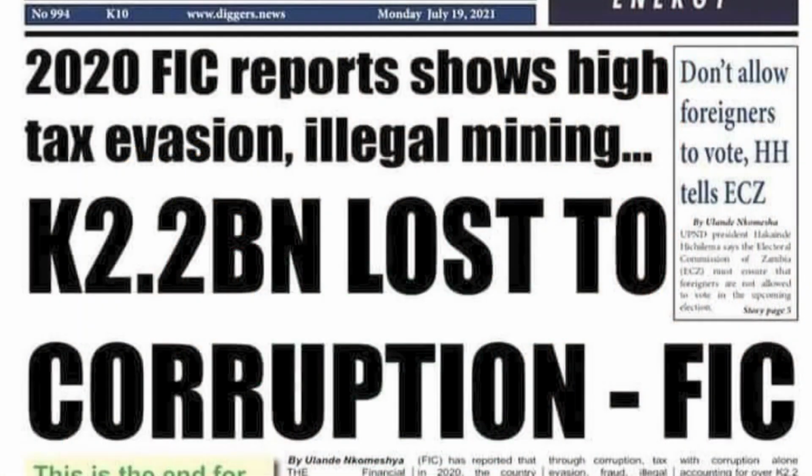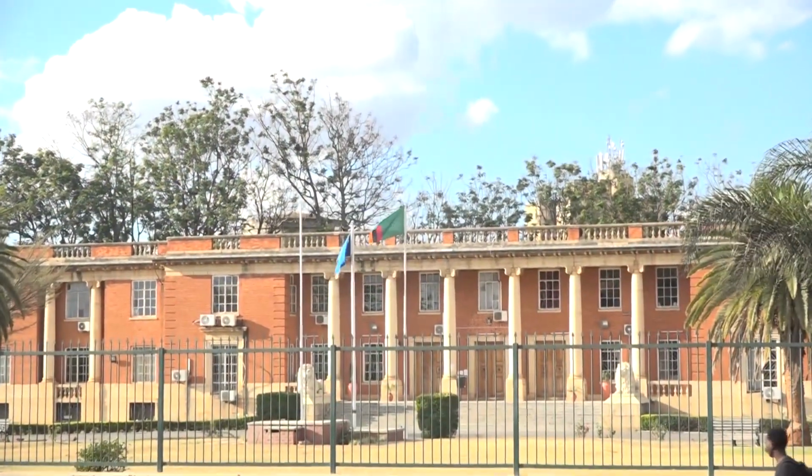When I think about corruption, relating it to public debt, I think the high levels of corruption that have been reported in the country have affected public debt, because the current FIC report has shown billions of kwachas that have been lost through corruption, and that money would have been used to service different sectors such as education, health, and infrastructure.